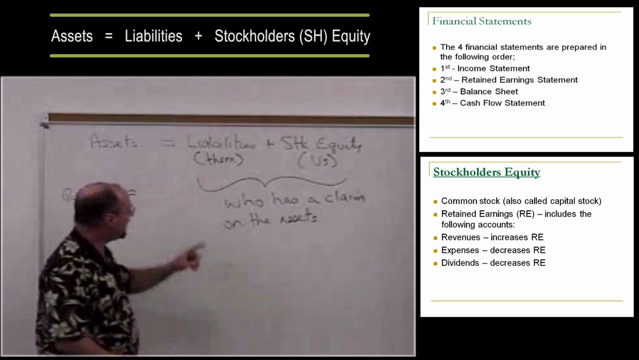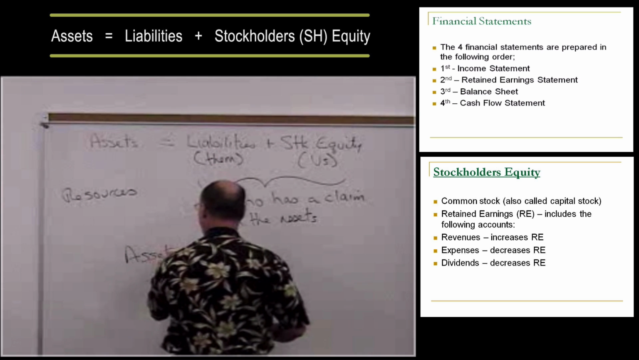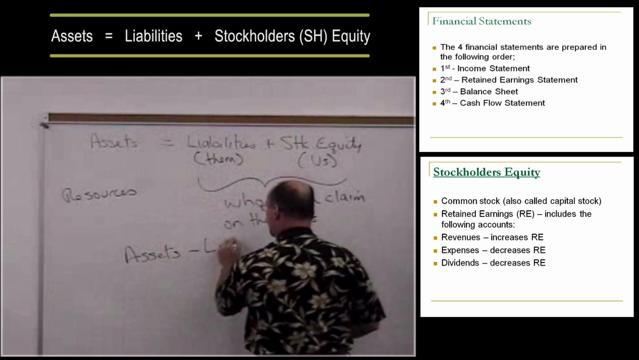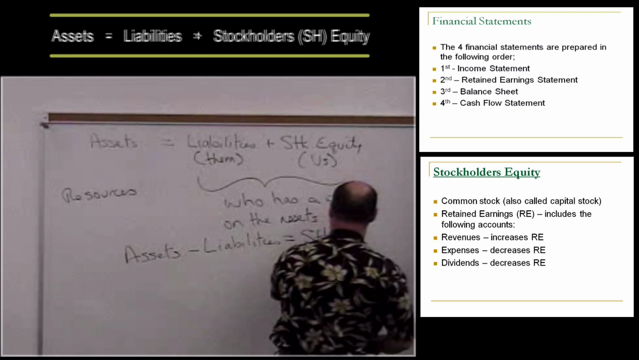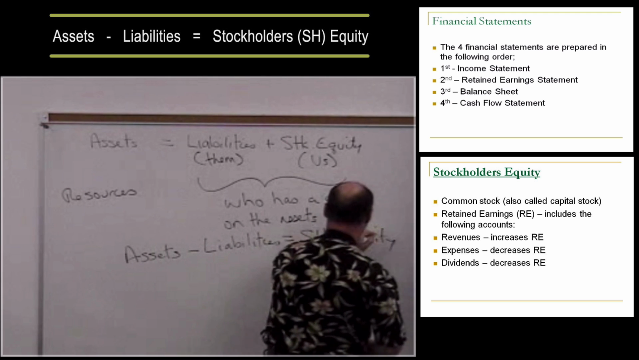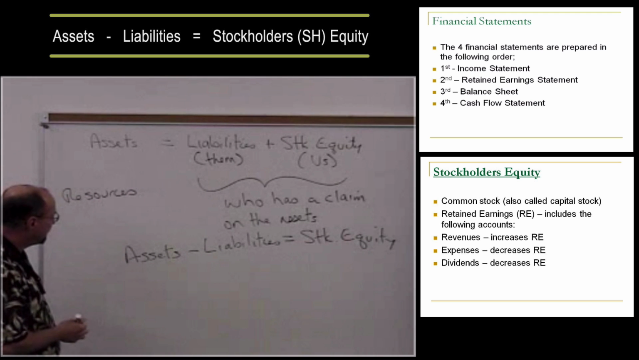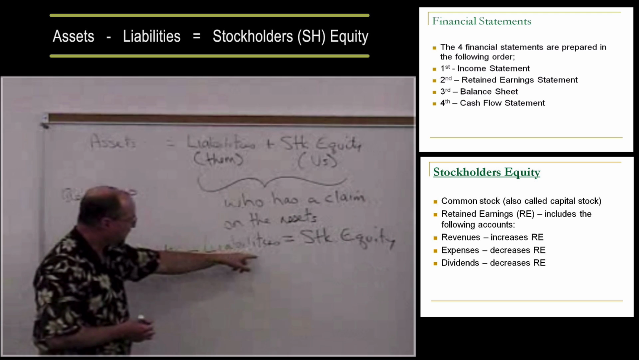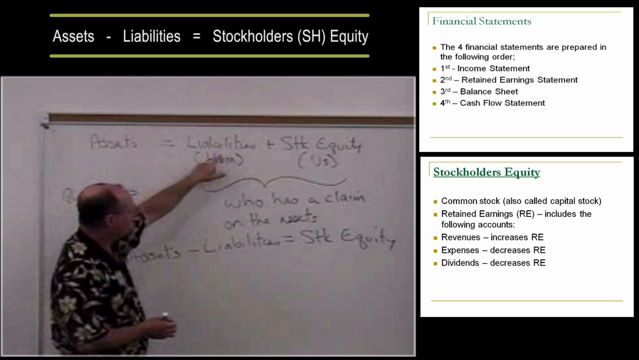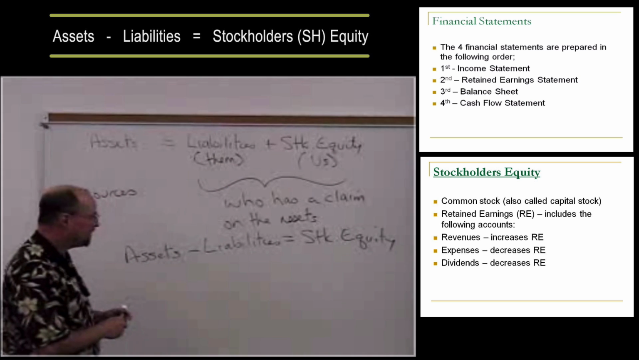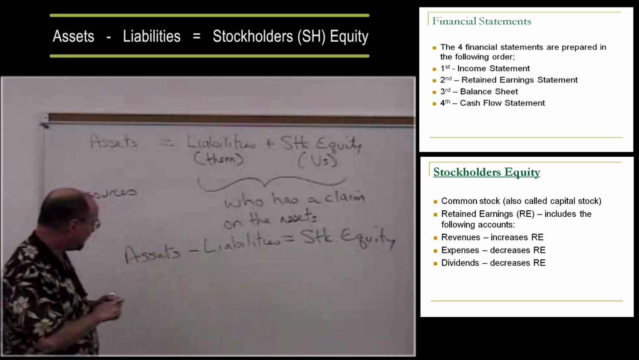Okay? Another way to write this equation would be assets minus liabilities equals stockholders' equity. Okay? Assets minus liabilities equals stockholders' equity. It's the same as saying assets equals liabilities plus stockholders' equity. And let me give you a quick mathematical analysis of this to illustrate the point.